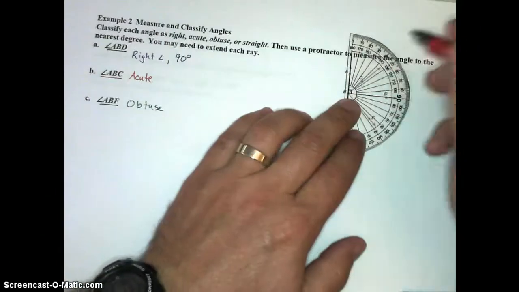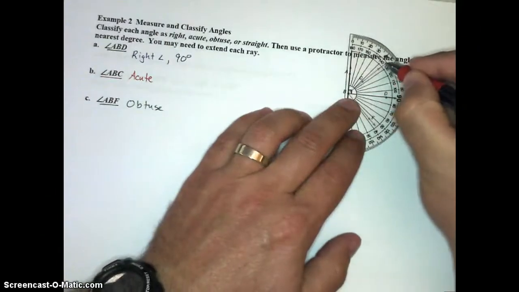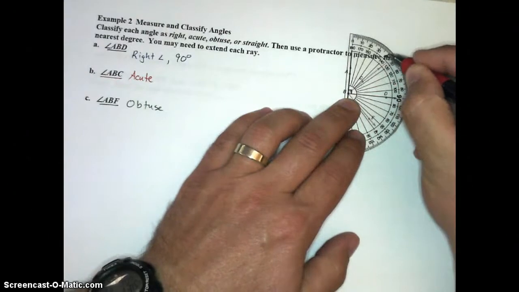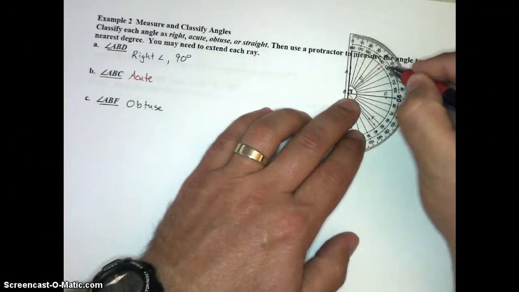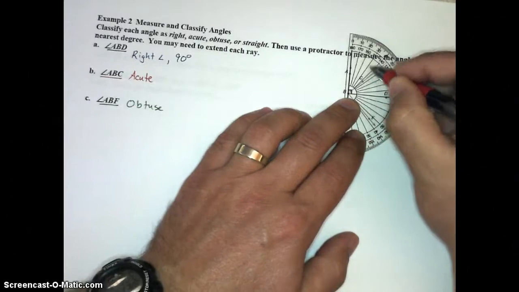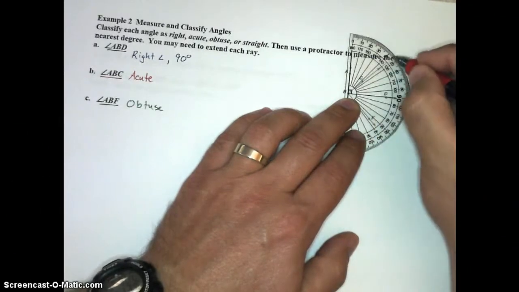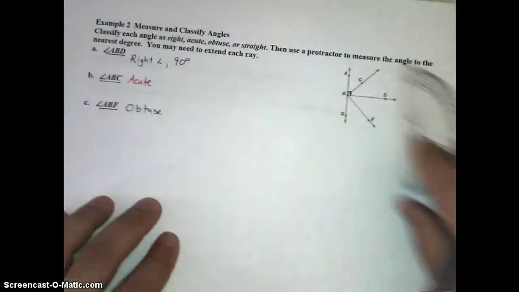Let's look at ABC. Notice if I extend this direction, I'm between 40 and 50, not 140 and 130. Notice 140, 130, those are obtuse measurements, and I'm measuring an acute angle. So I'm going to say that if I extend it, it's right at 45 degrees.